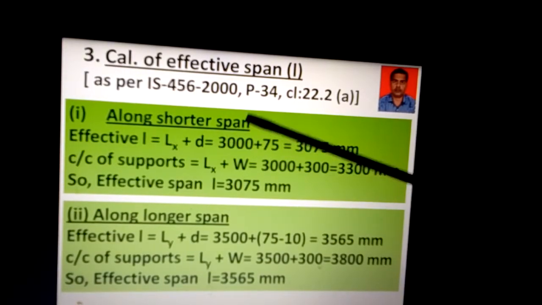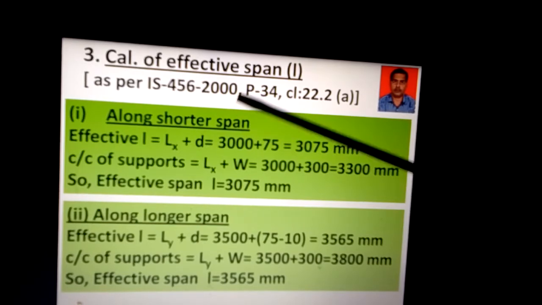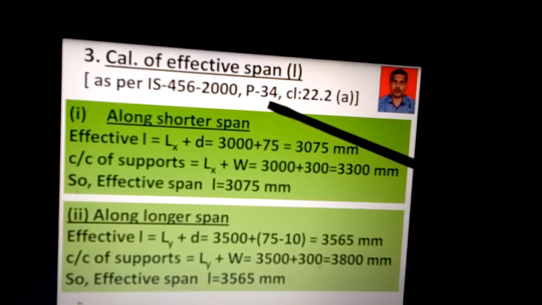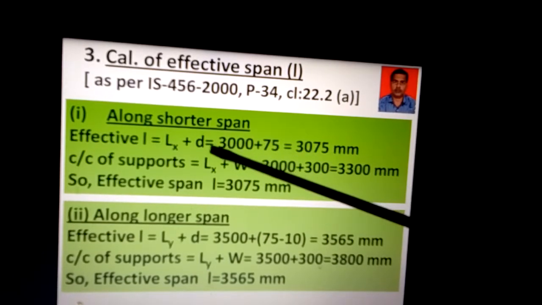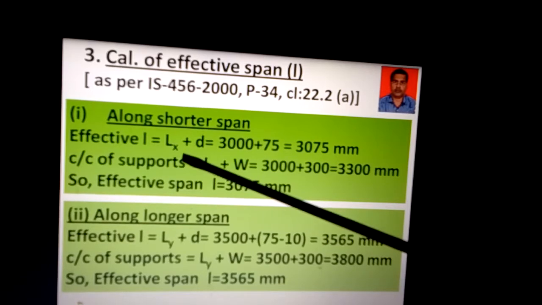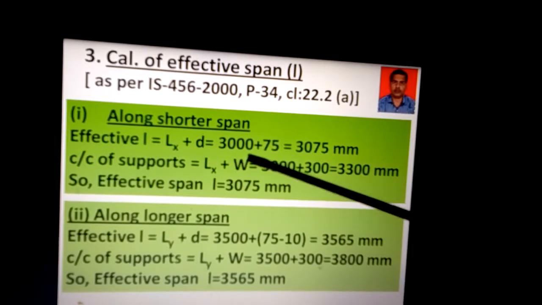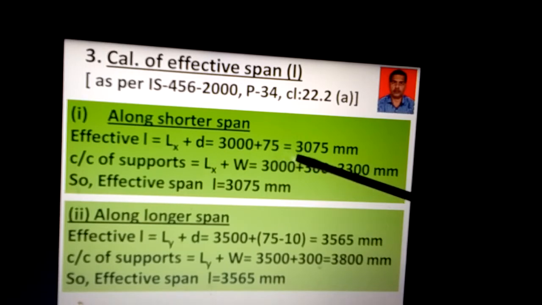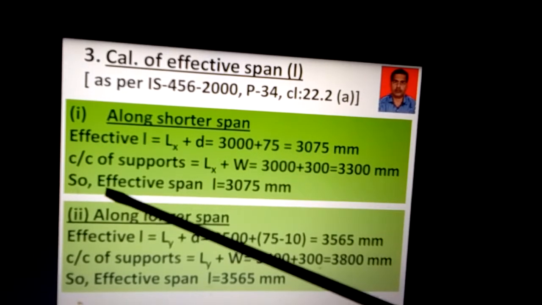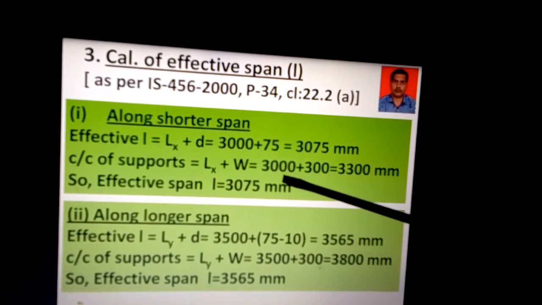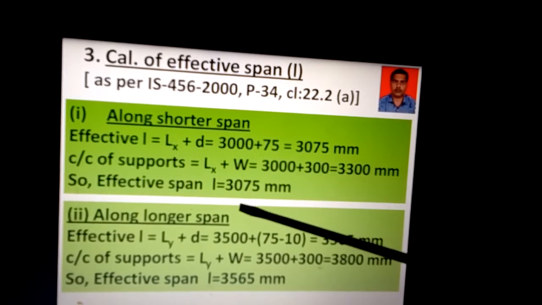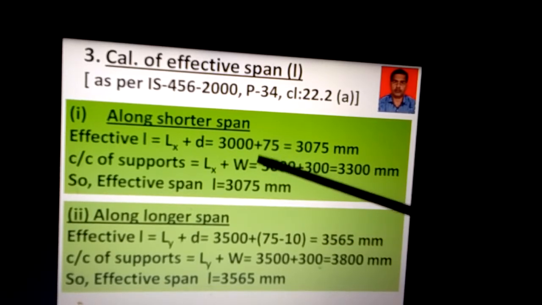Now the next step is the calculation for the effective span, that is L. As per IS 456/2000, page 34, clause 22.2a, along shorter span we will first calculate the effective span, that is equal to Lx plus d, that is 3000 millimeter Lx plus 75 small d, so 3075 millimeter. And the second option is the center to center of supports, that is Lx plus width of the wall, and this is 3000 plus 300, the width of the wall, that is 3300 millimeter. So smaller of these two values is 3075, which is taken as effective span in the short span case.